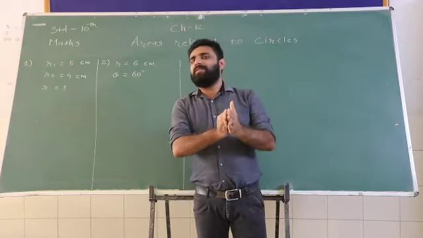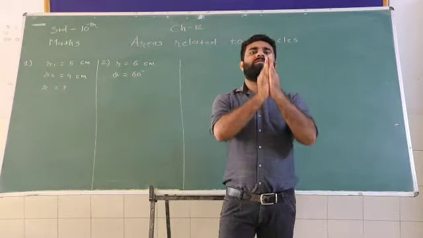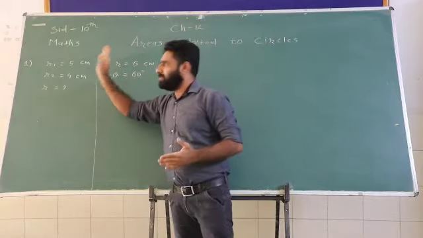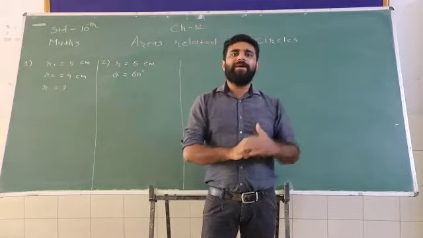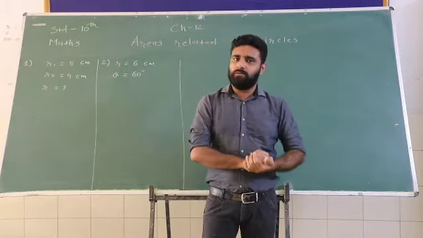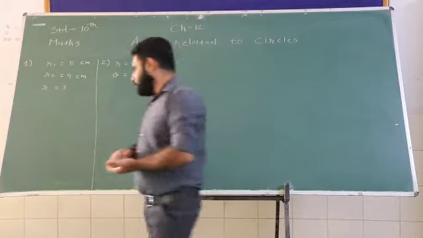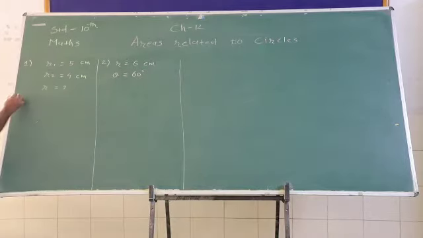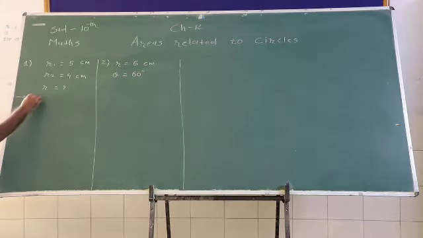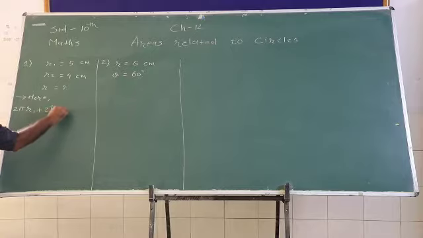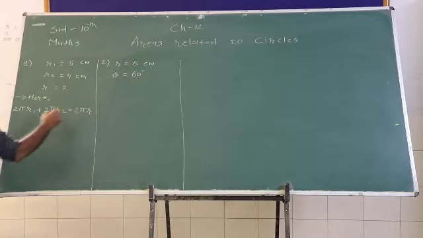The circumference of the larger circle is the sum of the circumferences of these two circles. So what we have to find? The radius of that larger circle. Let's move according to the data. Circumference of the smaller circle will be 2 pi r1. Circumference of the other circle, 2 pi r2, should be equal to the circumference of the larger circle, 2 pi r.